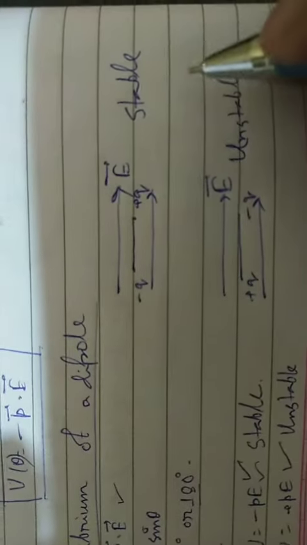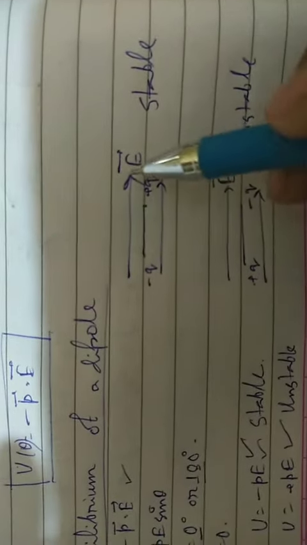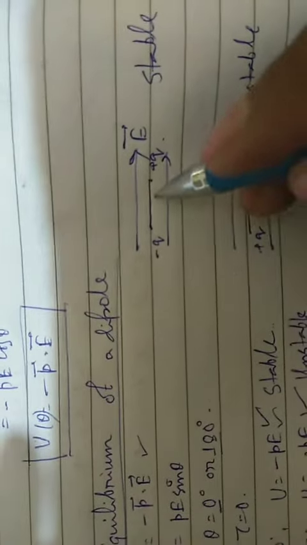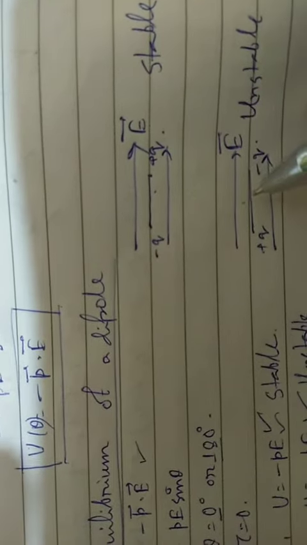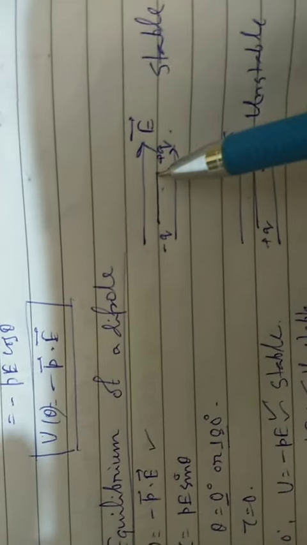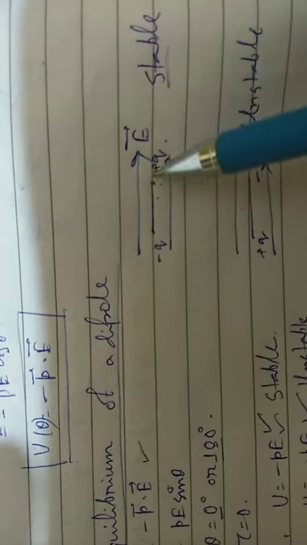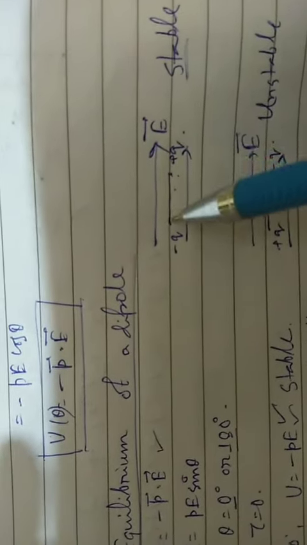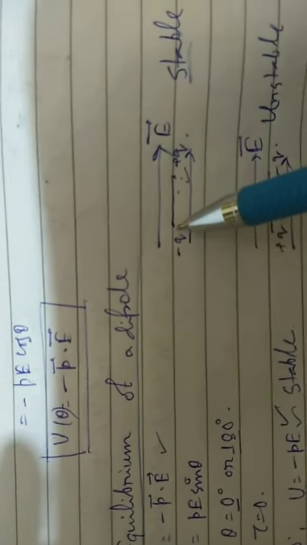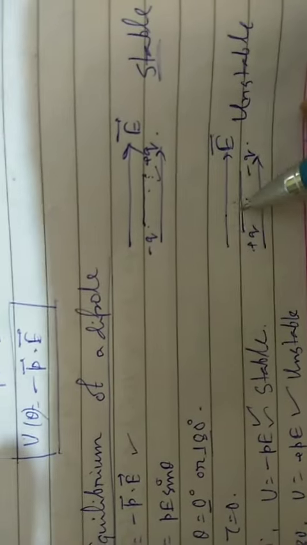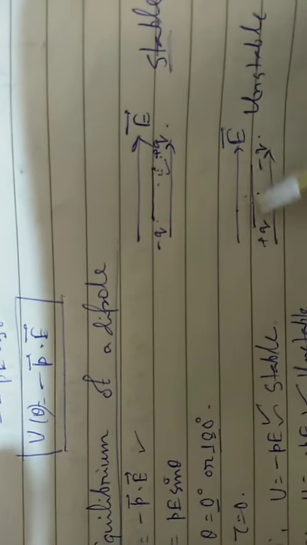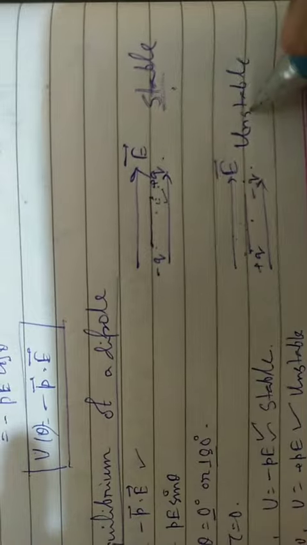If you draw the dipoles in the electric field, this will be the stable equilibrium, and this will be the unstable equilibrium. In both cases the net force as well as net torque is 0, but in stable equilibrium, if we rotate it slightly, it will come back to this position, that is minus q at this point and plus q at this point. But here, if we rotate it slightly, it will take its position so that plus q will come here and minus q will come here. So these are two equilibrium positions of a dipole.